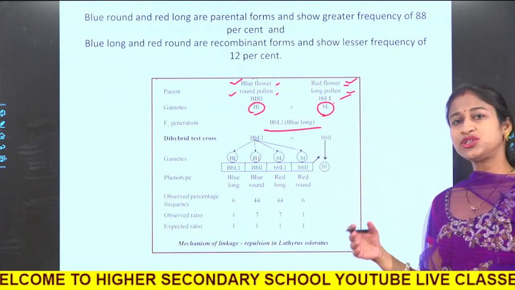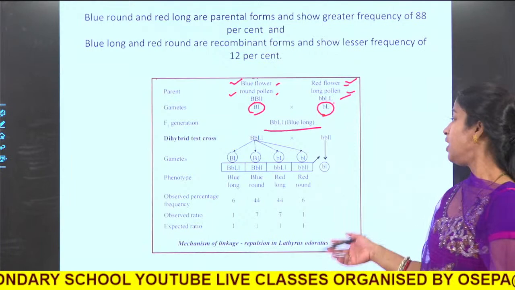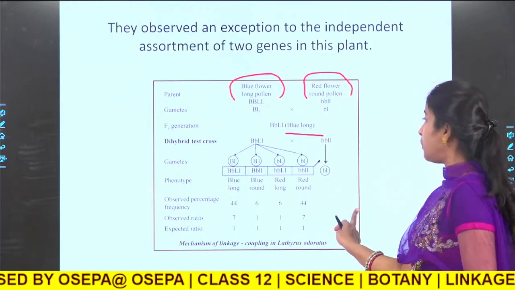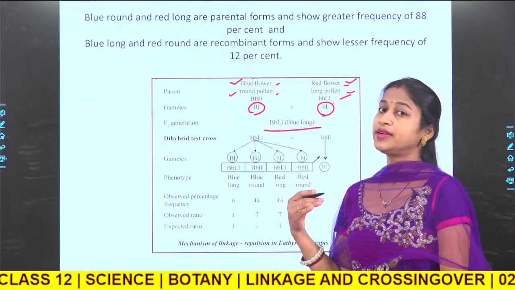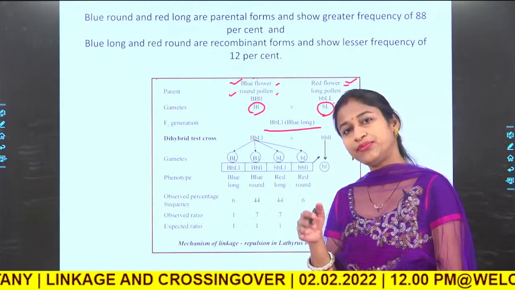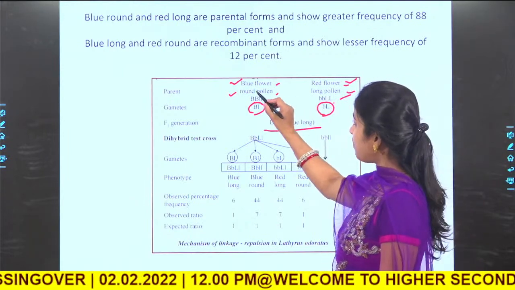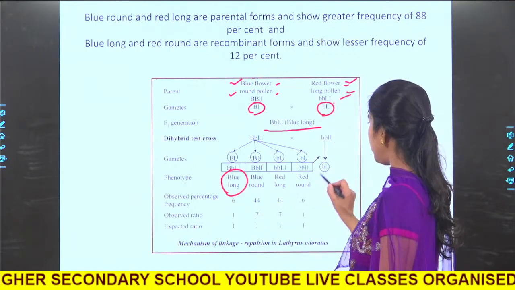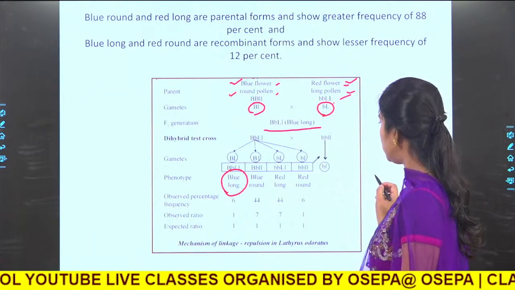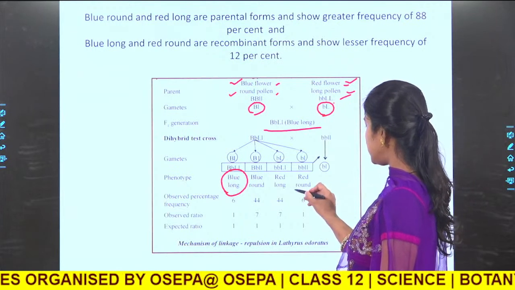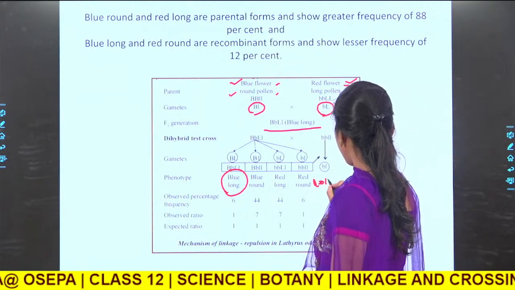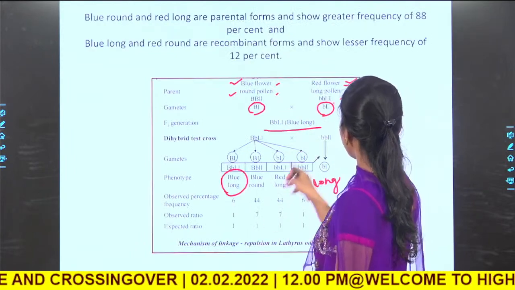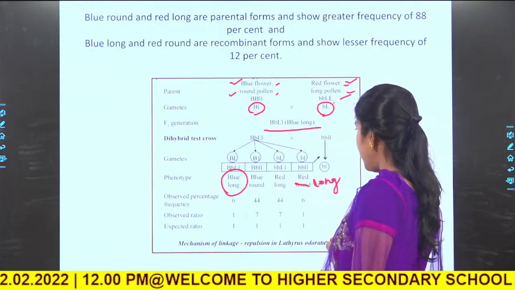So, what should be the expected ratio for the F2 test cross generation? It will be somewhat like the previous one, as it was shown in the previous slide, but here they got a different kind of the same ratio, in a different combination. Now, what is the parental combination here? This is blue round. So, blue round is the parental combination and also red long. Here you see blue long, red round, and here this is red long.